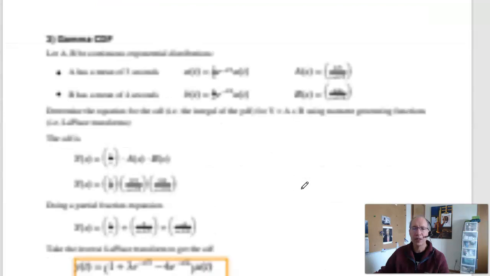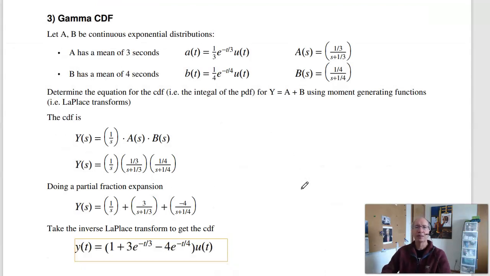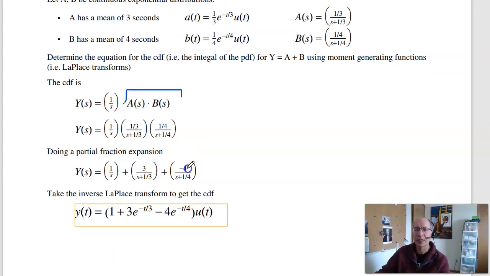Problem number 3. This looks at gamma CDFs. Let A and B be continuous exponential distributions. A has a mean of 3 seconds, so here's the PDF for A. There's the Laplace transform. B has a mean of 4 seconds. There's the PDF. There's the Laplace transform. Find the CDF of A plus B. The Laplace transform is just A times B. Integrate to get the CDF. So when I plug in numbers, here's y of s. Do partial fraction expansion. Take the inverse Laplace transform.